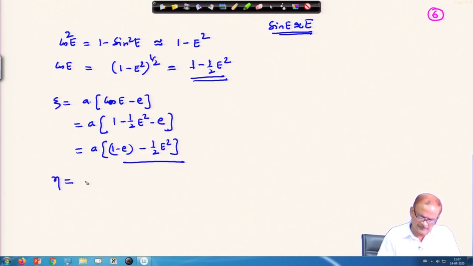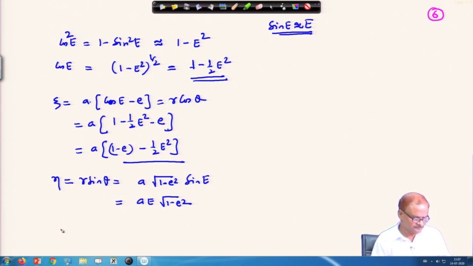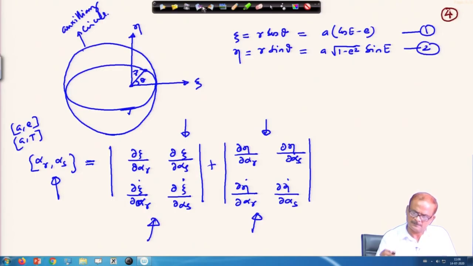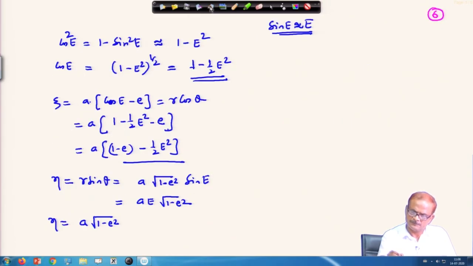Similarly, eta is r sin theta, which equals a times square root of 1 minus e square times sin E that we have written. So sin E equal to E, and this becomes a times square root of 1 minus e square times E. Already we have written E somewhere here, so you will use this equation and insert it in this place. So eta we can write, with E equal to n times t minus tau divided by 1 minus e.